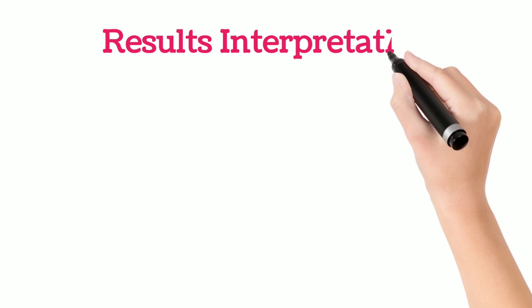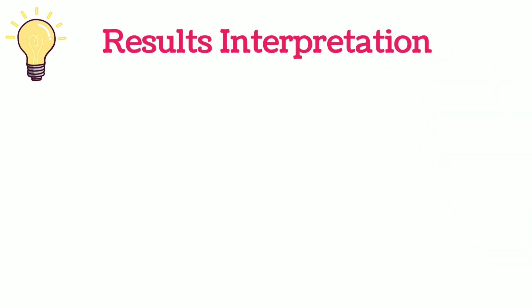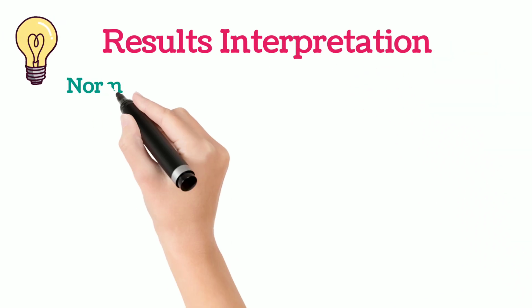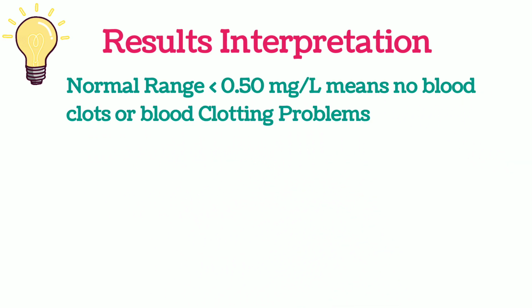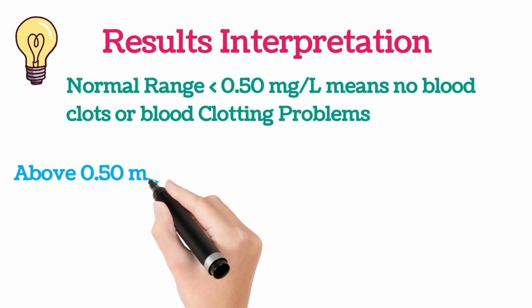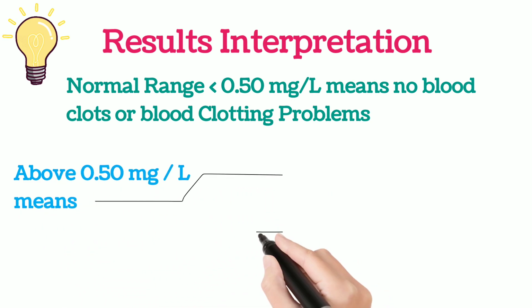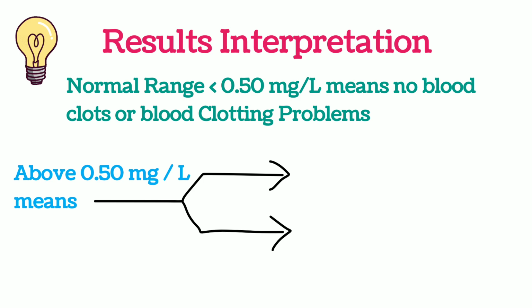Now, if you get the results, how will you interpret them? So, as we know, less than 0.50 mg per liter is considered a normal or negative D-dimer test. But if the value is greater than 0.50 mg per liter, then there could be two reasons for it.